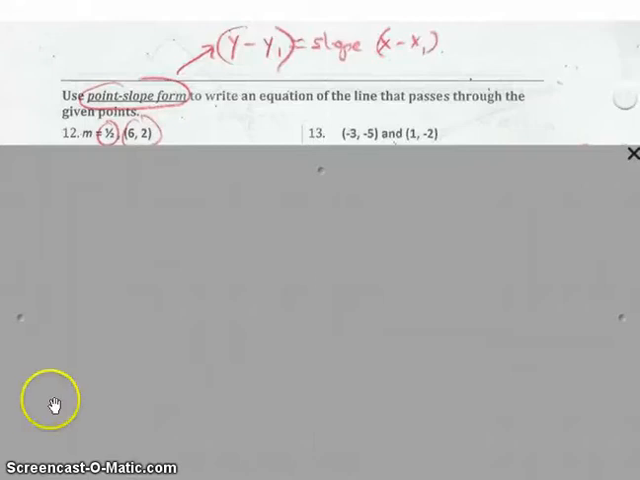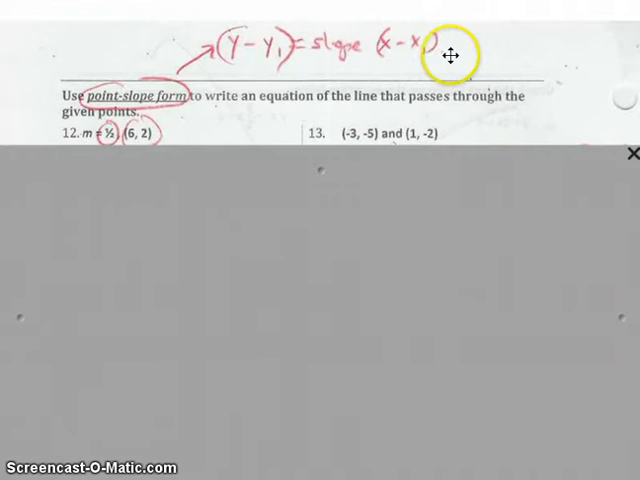This third video starts with these two questions here that are both point-slope questions. The one on the left, number 12, they give you the slope and the point. I'm not going to spend a lot of time on this because, as I said before, point-slope is easy when they give you both those things.